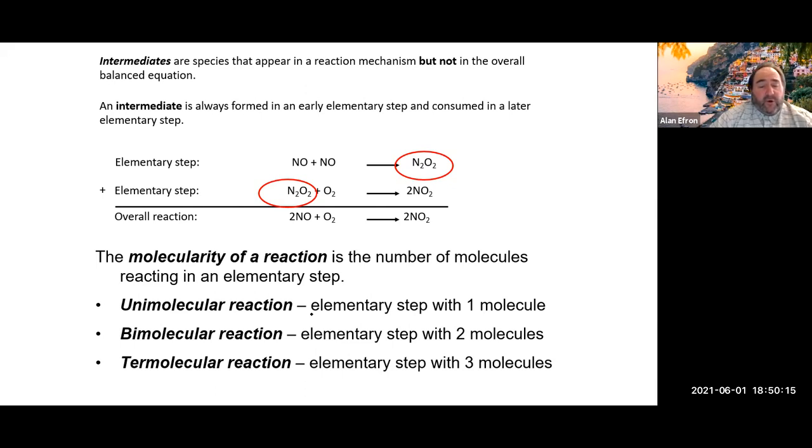And we can describe each of these elementary steps by how many molecules are reacting. If something is unimolecular, it means one molecule is reacting. Bimolecular means two reactants are reacting. And termolecular means three are reacting. In this example, there are two reacting, so this would be bimolecular. There are two reacting here as well, so this would also be a bimolecular elementary step.